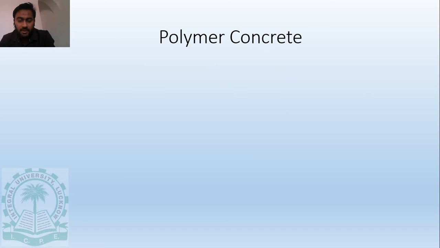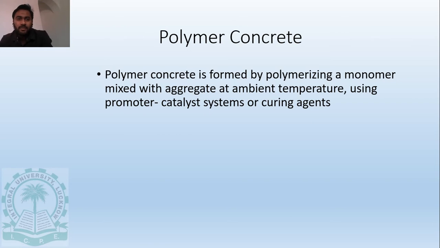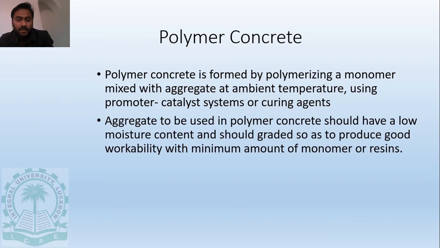The last part is polymer concrete. In polymer concrete we only use polymer. Polymer and aggregates we use, and obviously polymer is, as you know, inert, non-reactive. So we need to have certain temperature and certain catalyst so that it reacts with the aggregate and forms a concrete. You should remember, in polymer concrete we do not have any Portland cement. In the earlier method we had cement, but in polymer concrete we only have polymer and aggregates.